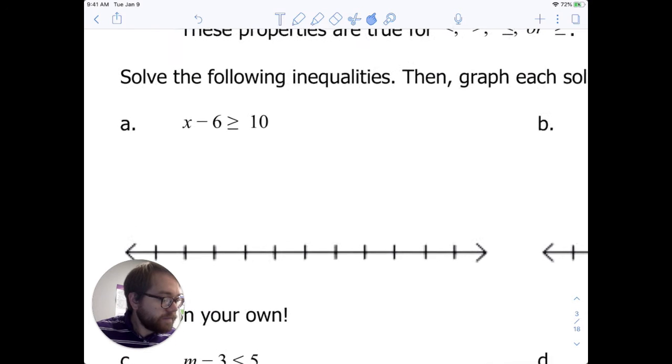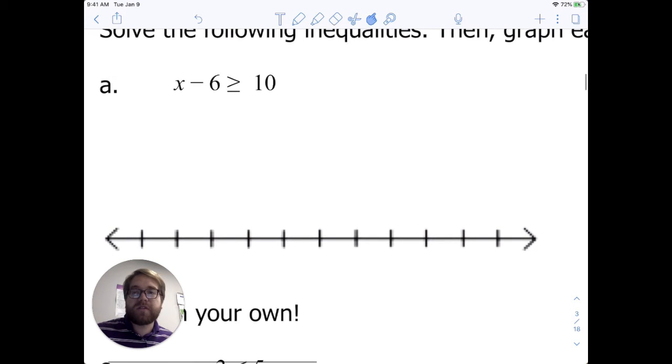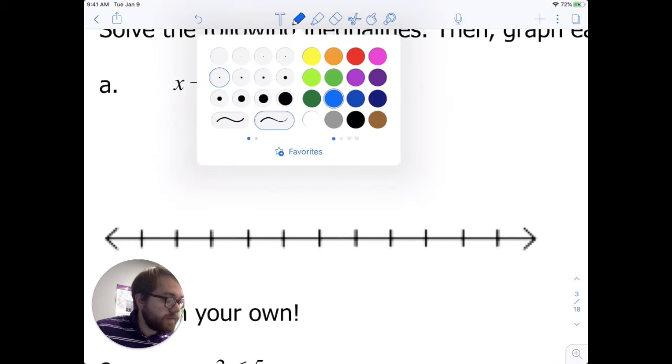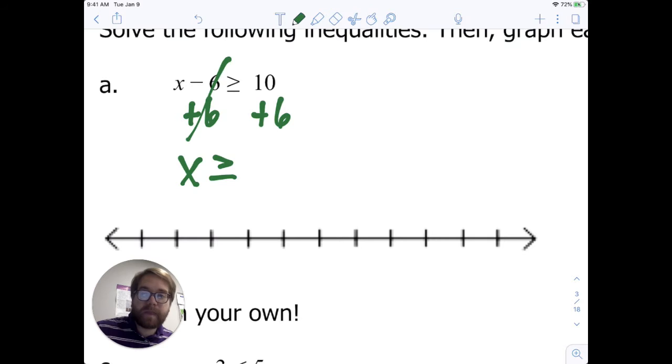Example A down here. Remember, we're going to solve the inequality and then we're going to graph our solution. So we have x minus 6 is greater than or equal to 10. So we're looking for what x is greater than or equal to in this case. We want to get rid of that minus 6, so we do the opposite. We'll add 6 to both sides. Negative 6 plus 6 is 0, so that leaves us with x. We bring our greater than or equal to symbol down, and 10 plus 6 is 16. So x is greater than or equal to 16.